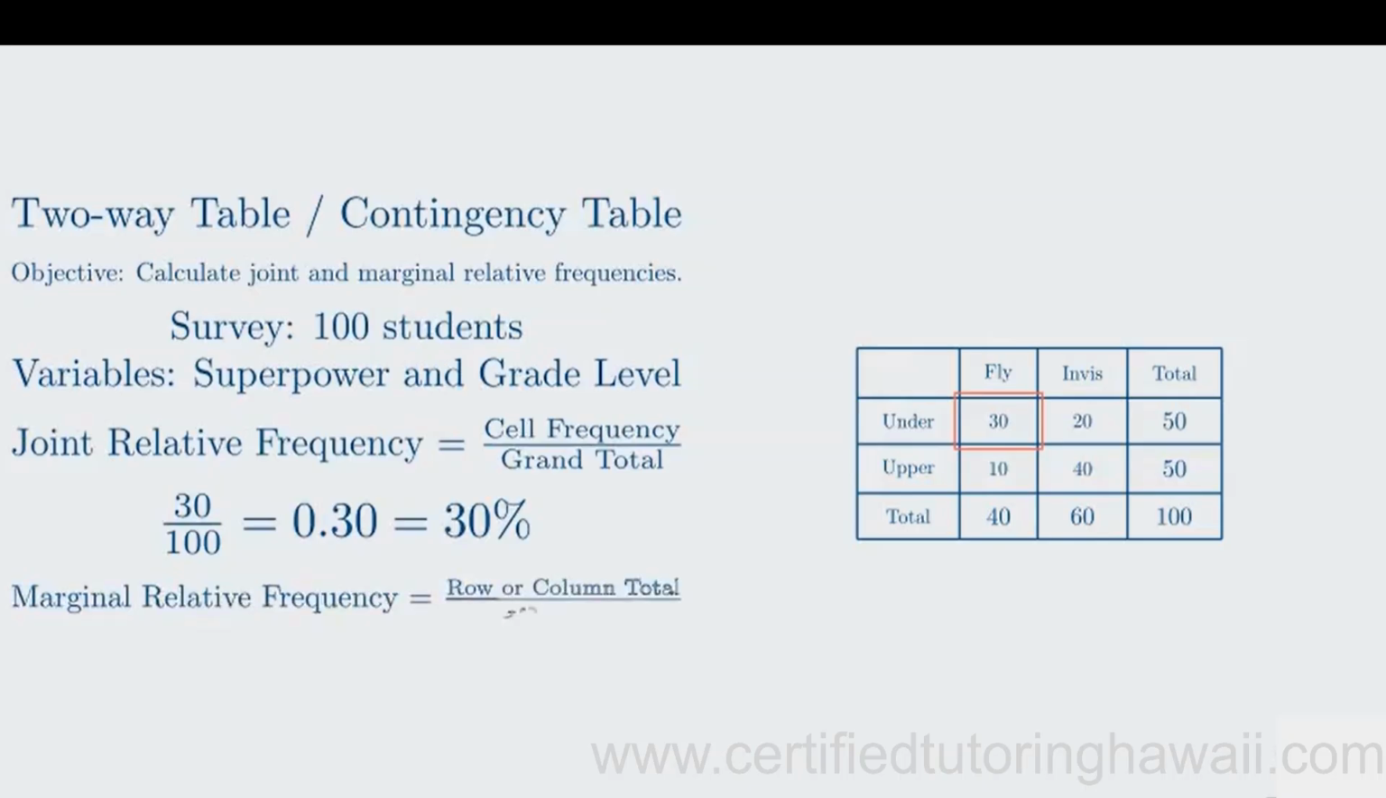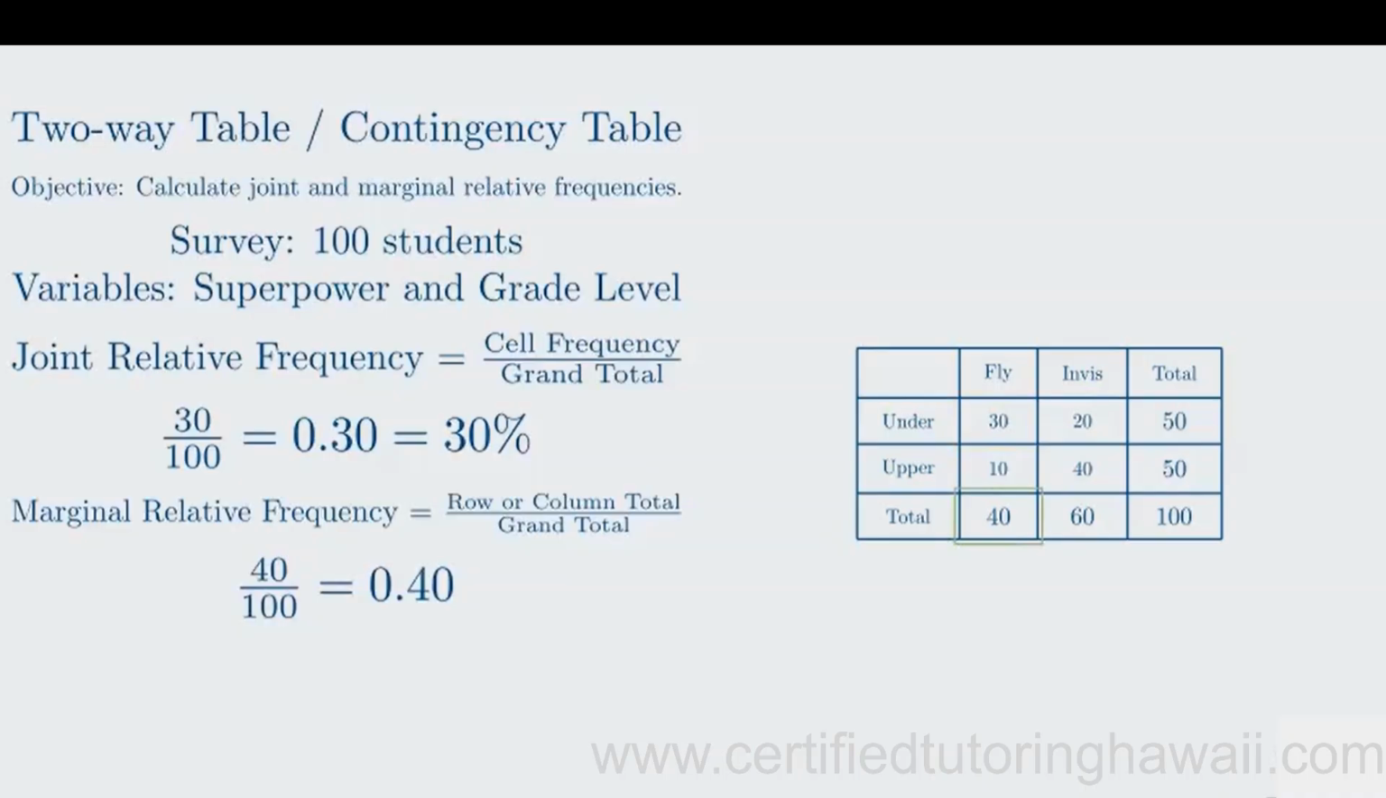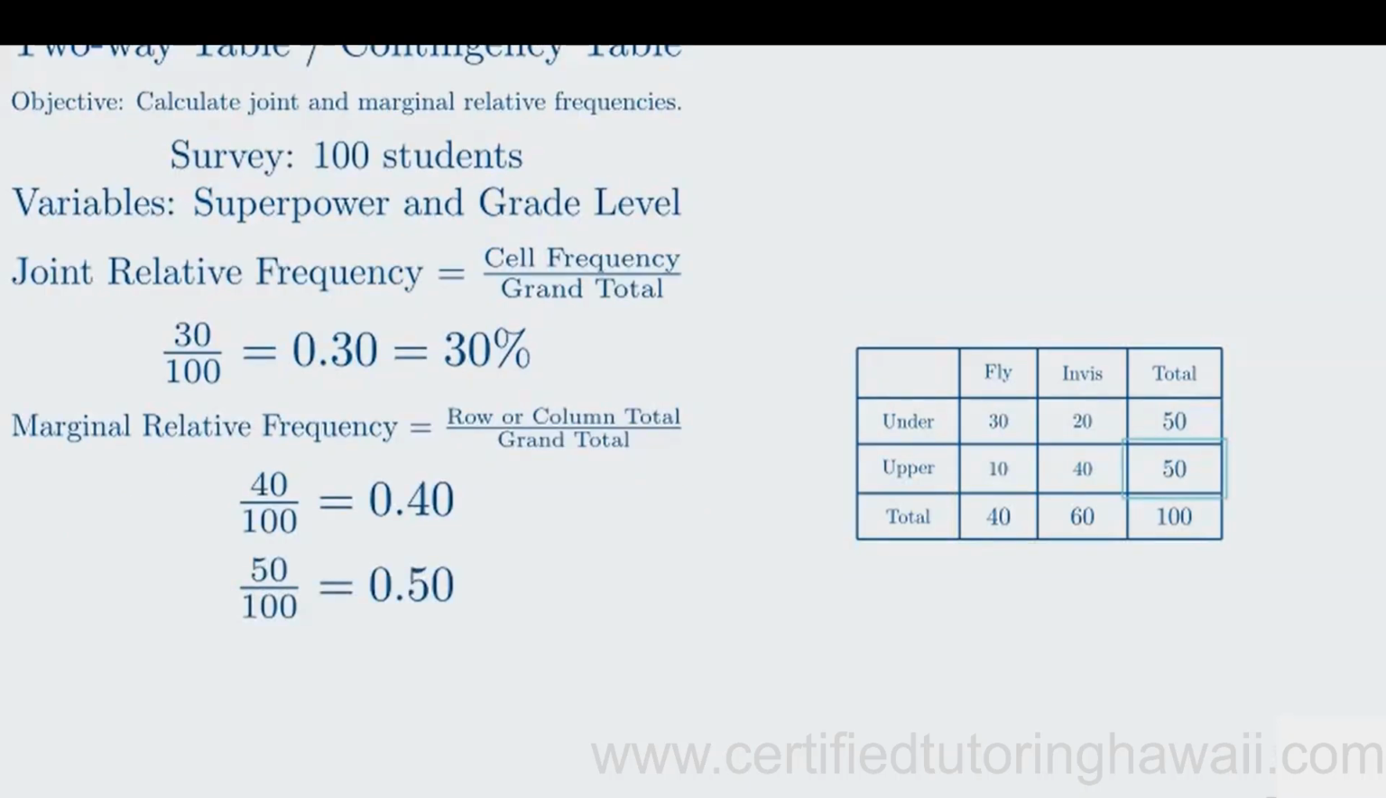Next, we have marginal relative frequencies. These look at just one variable at a time, using the margins of our table. We divide the row or column totals by the grand total. For example, looking at the column total for flying, we see 40. 40 divided by 100 equals 0.40. This means 40% of all students, regardless of grade, prefer flying. If we look at the row total for upperclassmen, we have 50. 50 divided by 100 equals 0.50. And 50% of our total sample are upperclassmen.